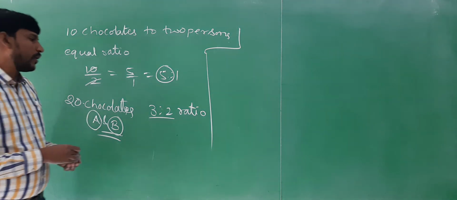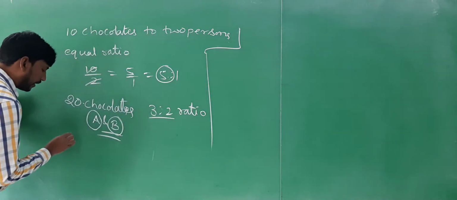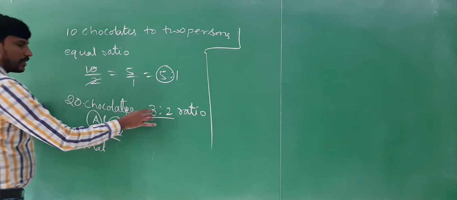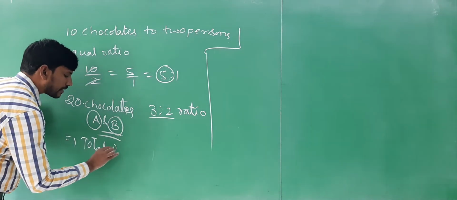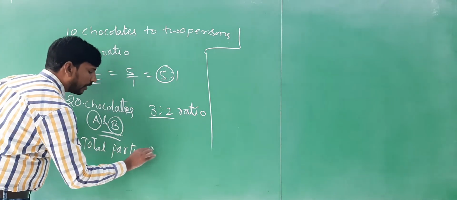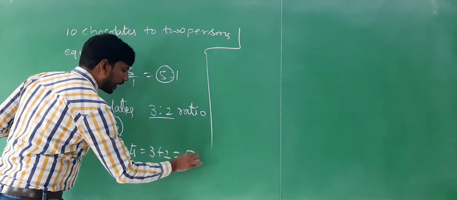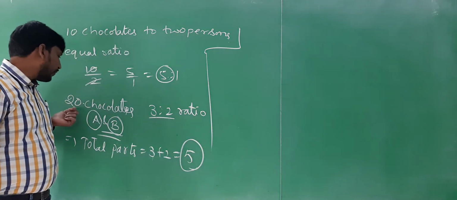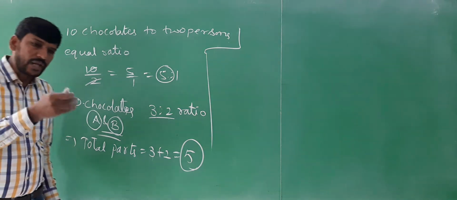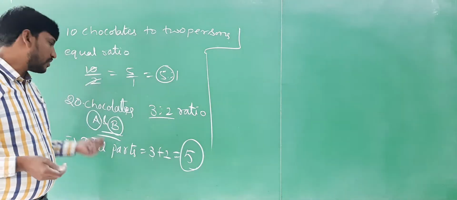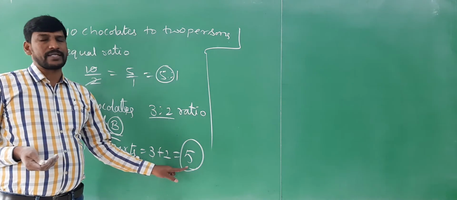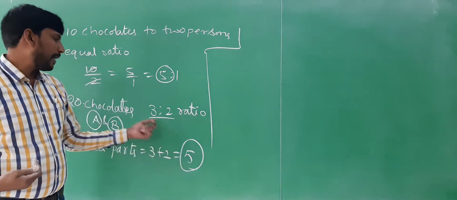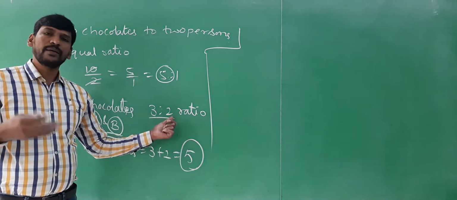Right, children? So now let us take the total parts. How many parts are we going to divide into? Total parts is equal to, you just add the ratio values, and you will get the total parts. Right, children? So now we need to divide these 20 chocolates into 5 equal parts. Clear? Out of 5 equal parts, 3 parts A will get, 2 parts B will get.